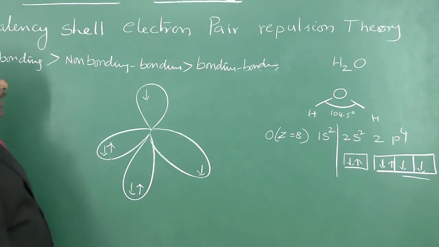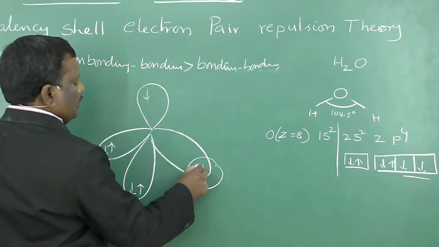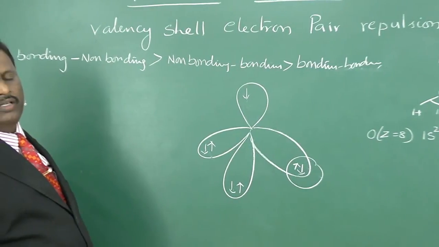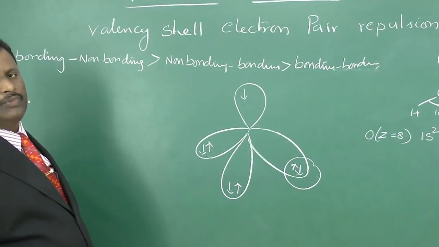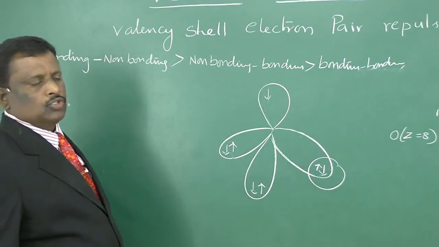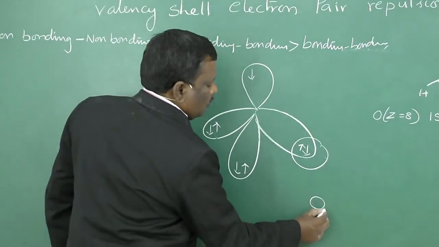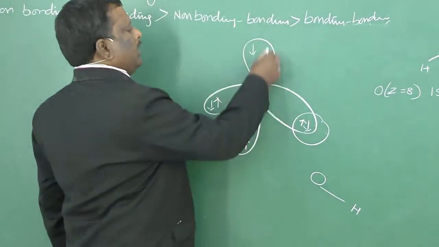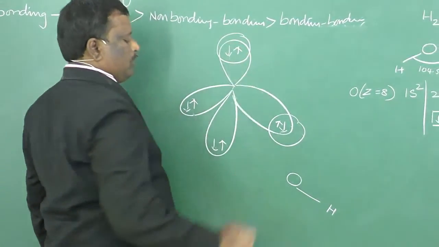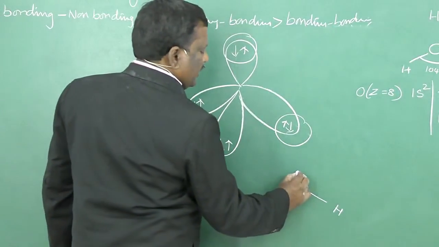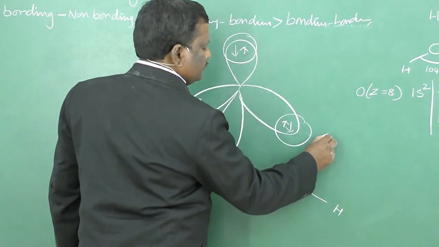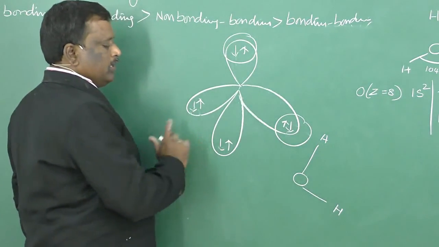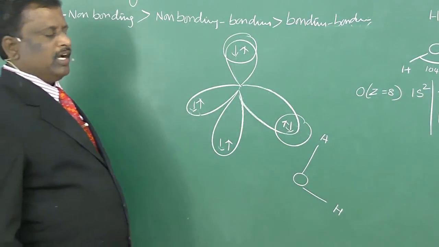Now these sp3 hybrid orbitals of oxygen overlap with the half filled 1s orbital of hydrogen, and by mutual sharing of a pair of electrons form an O-H sigma bond. So one O-H sigma bond is formed here. And another hydrogen atom overlaps here to form another bond, so another O-H sigma bond is formed. The other 2 orbitals are completely filled, so they won't take part in any bonding.